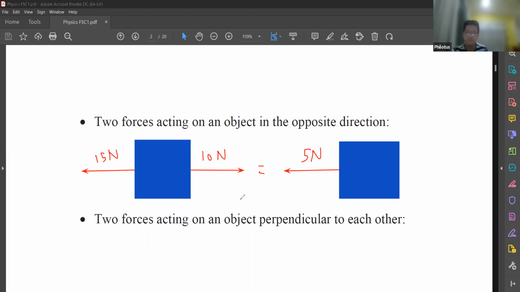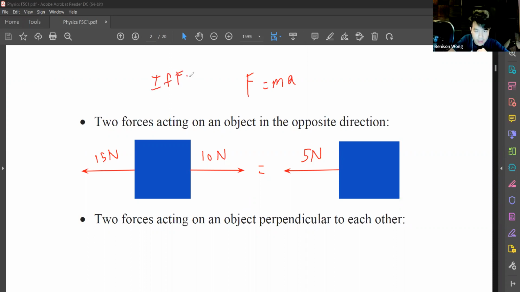Yeah. When the resultant force is 0, does that mean the object is not moving? Yes. No. It means that the object is not accelerating. F equals ma. If the resultant force F equals 0, your acceleration will be 0 because the mass cannot be 0. If the acceleration is 0, there are two possibilities: either the object is stationary, which means not moving, or the object is moving with constant velocity.